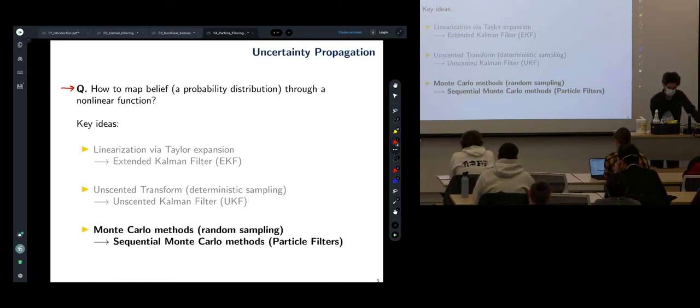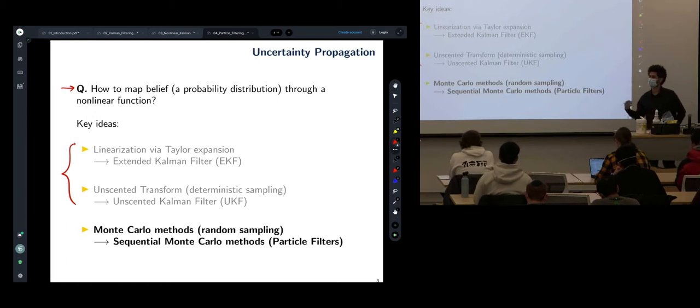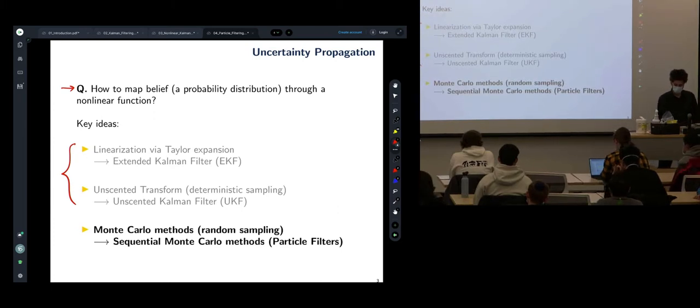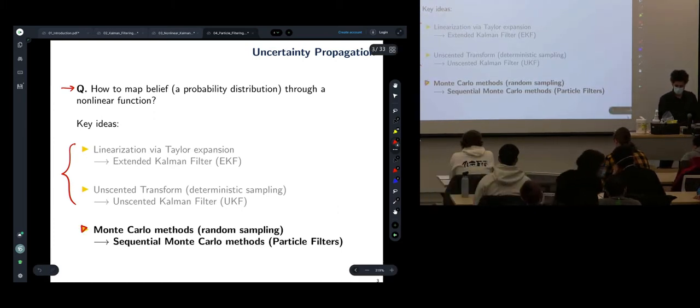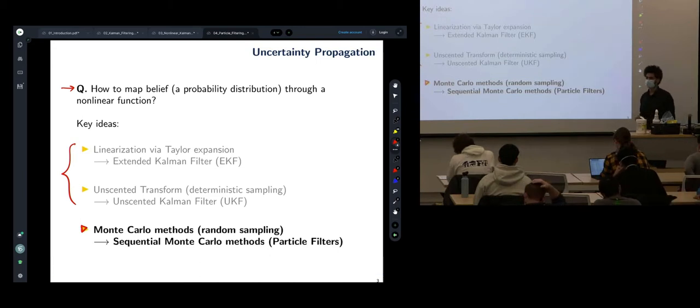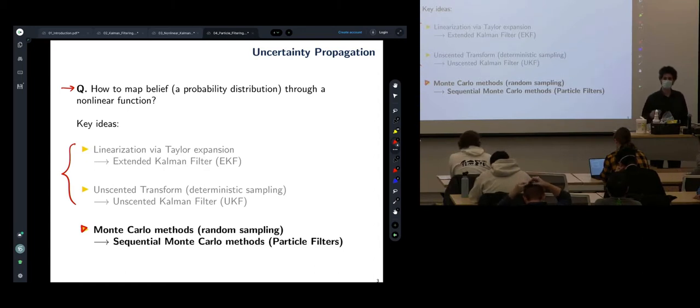So we came up with two ideas. We talked about linearization and analytical methods using Taylor expansion that led to the extended Kalman filtering. There was another idea. It was derivative-free. It was based on deterministic sampling, and that led to the unscented Kalman filter. So we learned already two methods for nonlinear state estimation. Today, we are going to talk about a third idea. This third one is based on the idea of random sampling.